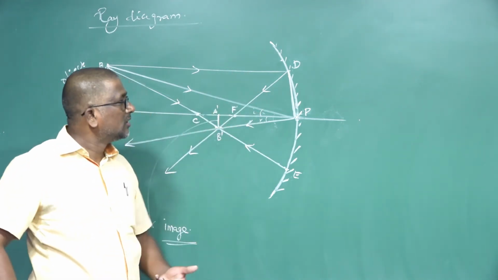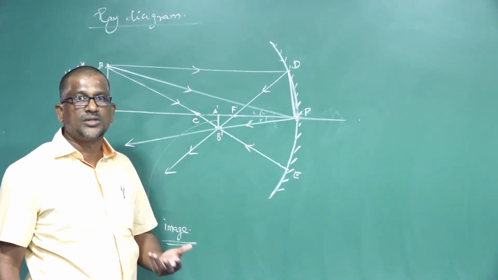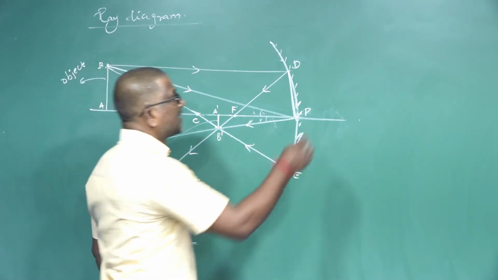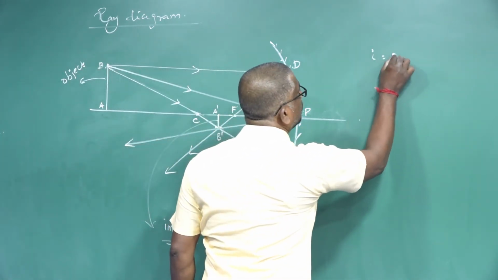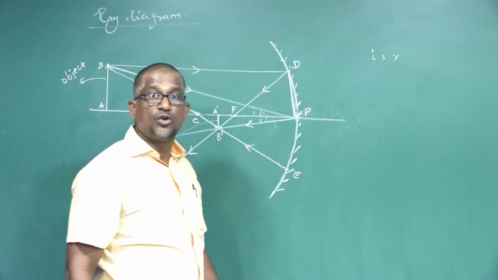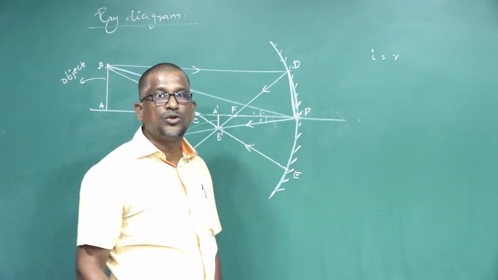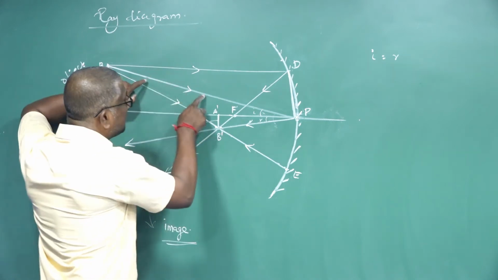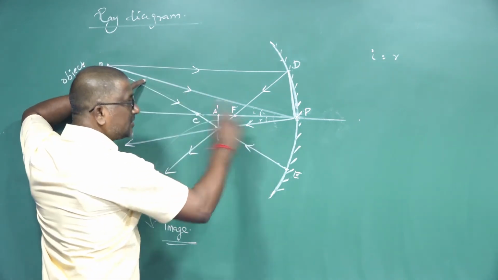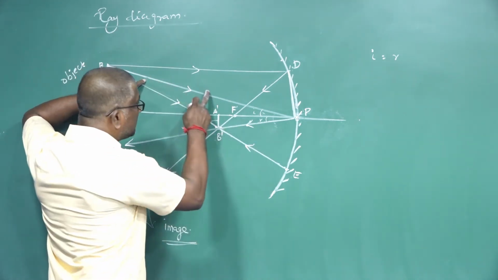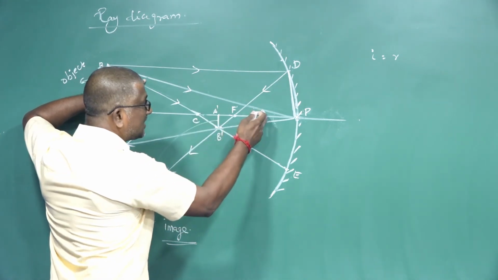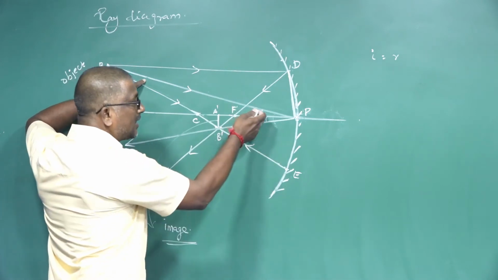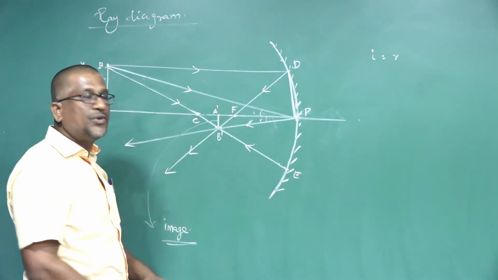We know what the laws of reflection are: the angle of incidence is equal to the angle of reflection. For our convenience, we consider only this incident ray and this reflected ray. For this incident ray and reflected ray, this is the angle of incidence and this is the angle of reflection. According to the laws of reflection, the angle of incidence is equal to the angle of reflection.